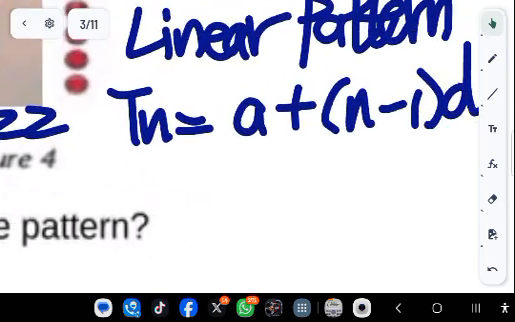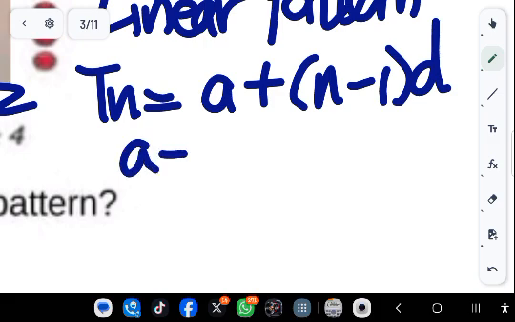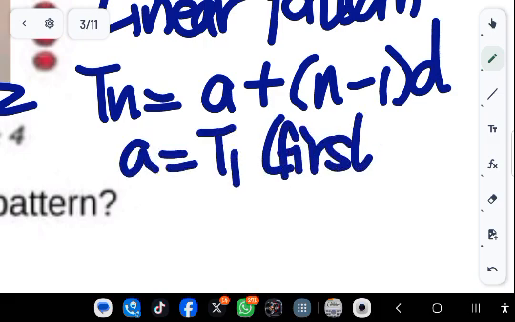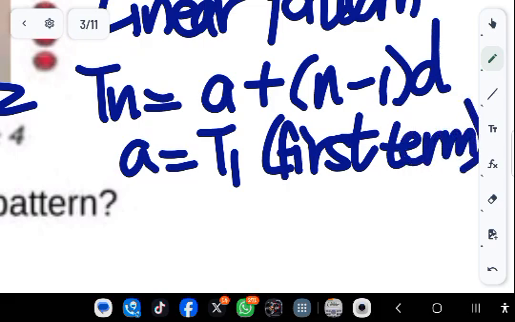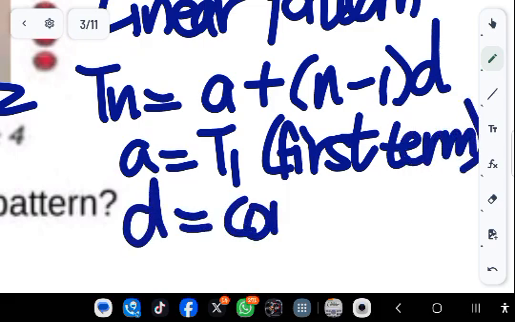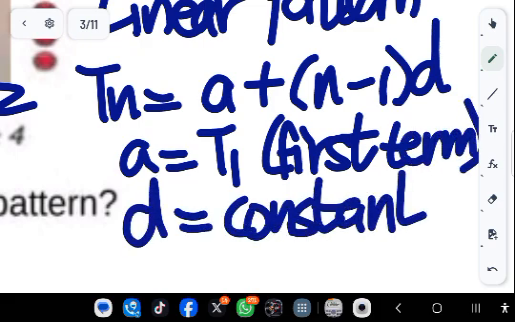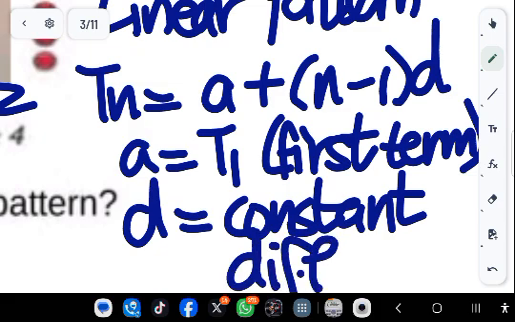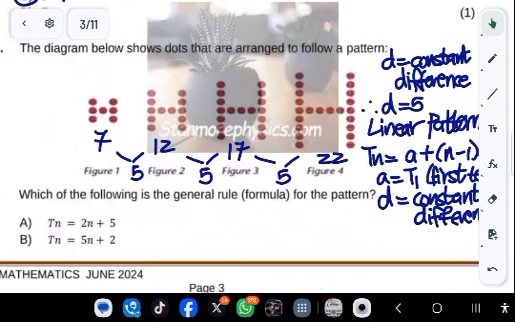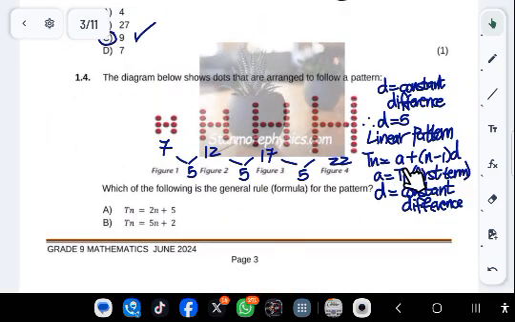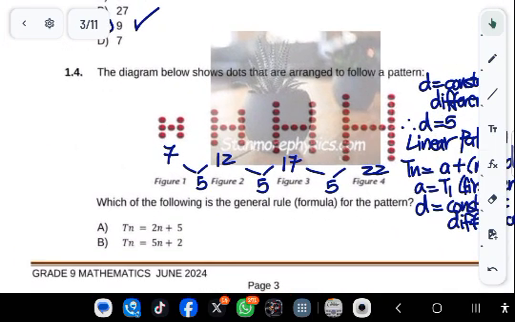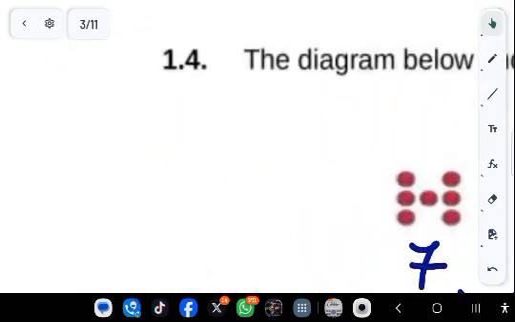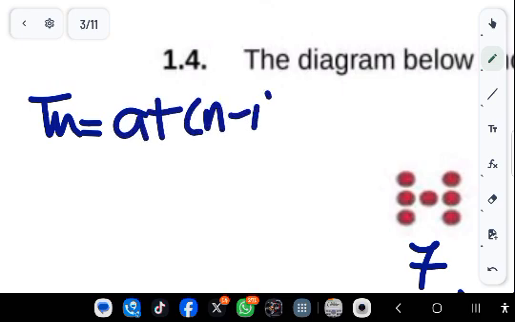Now, A stands for term 1, the first term. D is the constant difference that we just calculated, and you've seen how we find the constant difference. So what we do is we take this information and substitute it into the general form. So let's do that. Tn equals A plus in bracket n minus 1 times D.